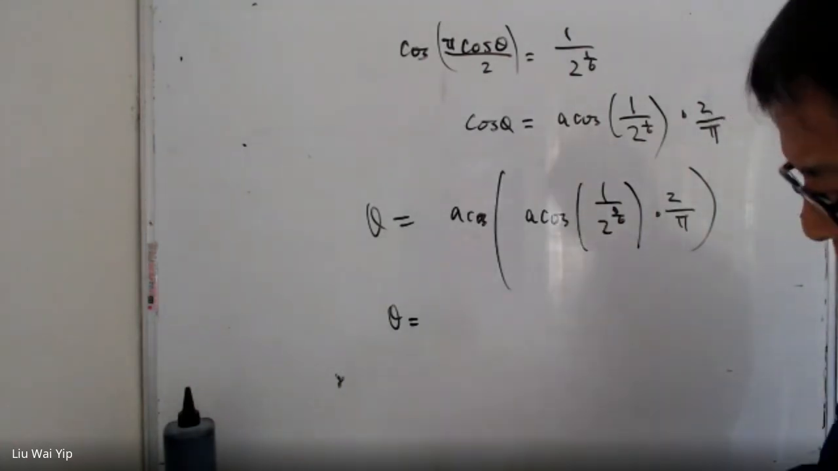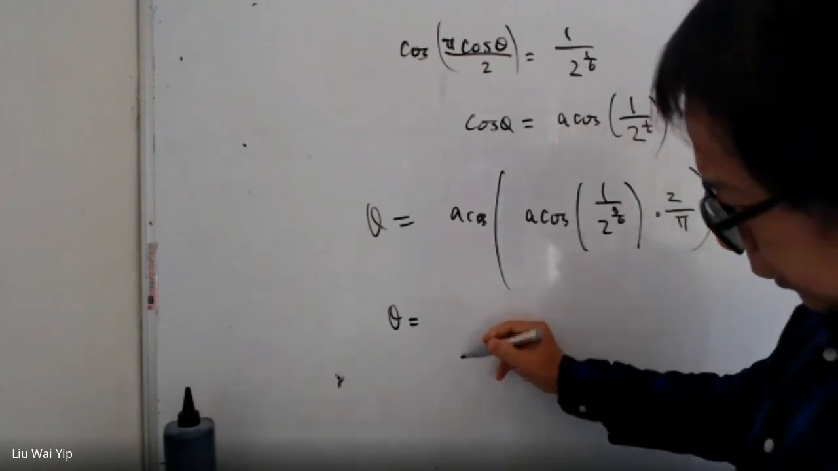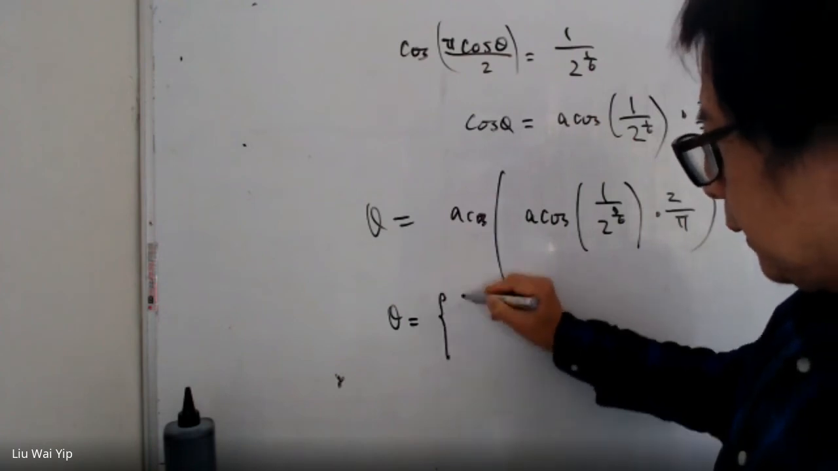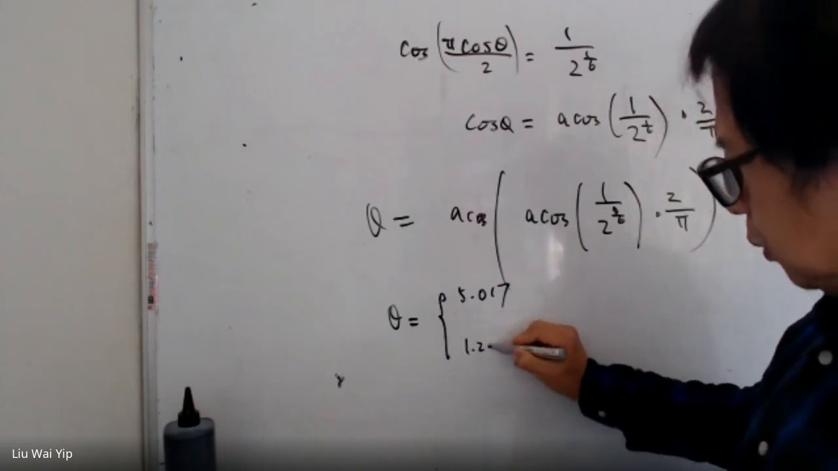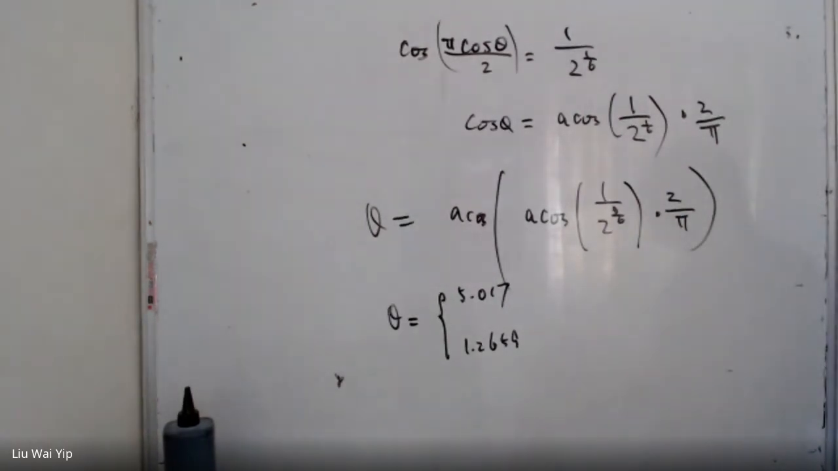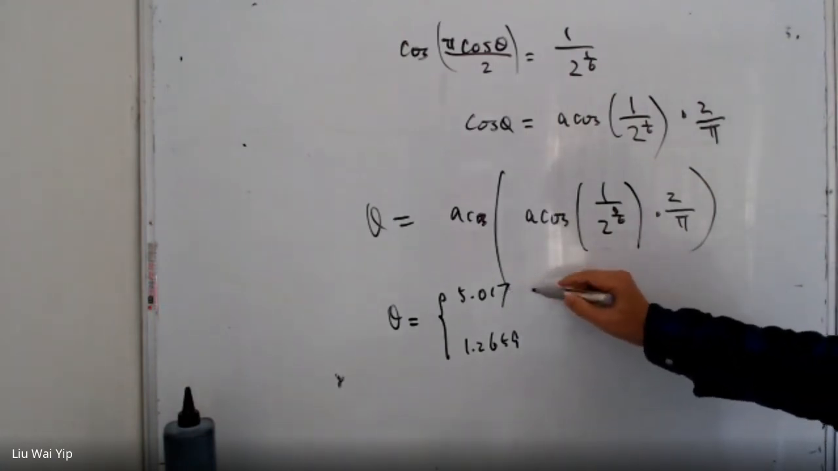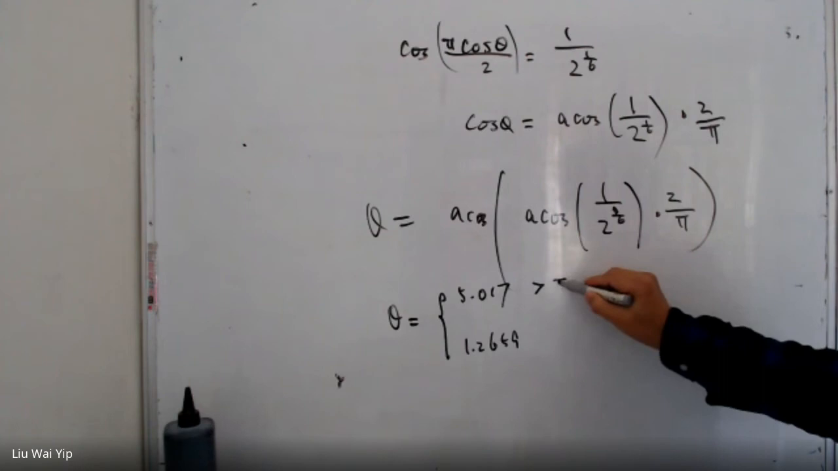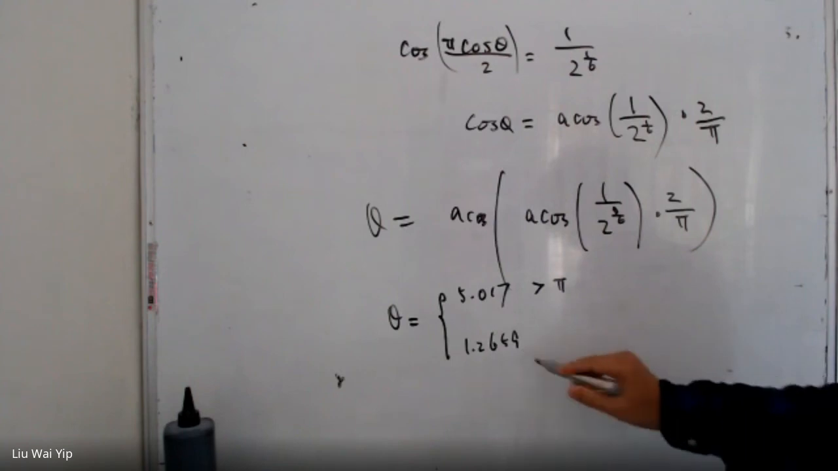According to my calculation here, beta eventually will be either 5.017 or 1.265. The half power beam, this one, is larger than pi. So the only value that is left is this one here.